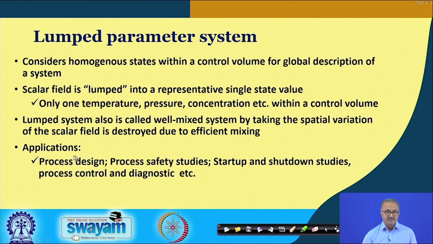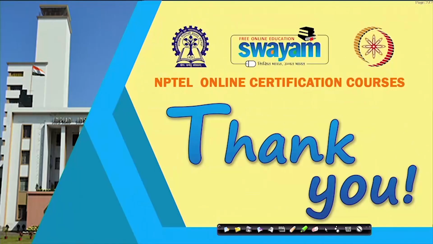Okay, and this is applied for various cases like process design, process safety. Then if I want to start up or shut down a particular process, and for process control and diagnostics. For all these systems, we do not need to know the spatial variation of the properties. Their overall behavior, that is inlet and outlet behavior, is good enough. So we go for the lumped parameter systems.